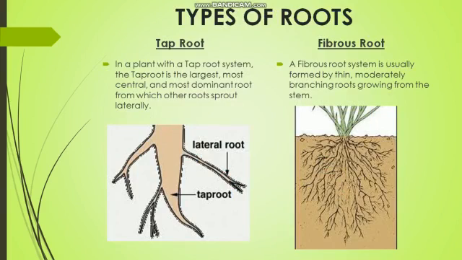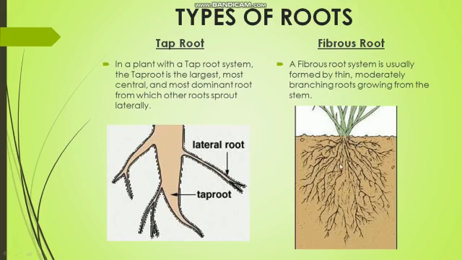Now there are two types of roots. The first one is taproot. In a plant with a taproot system, the taproot is the largest, most central and most dominant root from which other roots sprout laterally. This is the main root present here, out of which there are small roots coming out, whereas in fibrous roots, a fibrous root system is usually formed by thin, moderately branching roots growing from the stem.